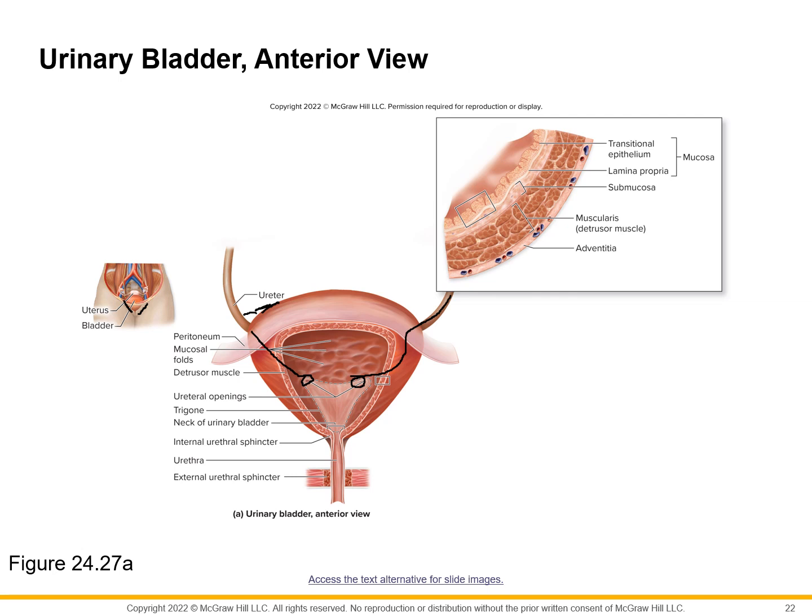This area right here, between the two ureteral openings and your internal urethral sphincter, is called, so these are imaginary lines here, the trigone.